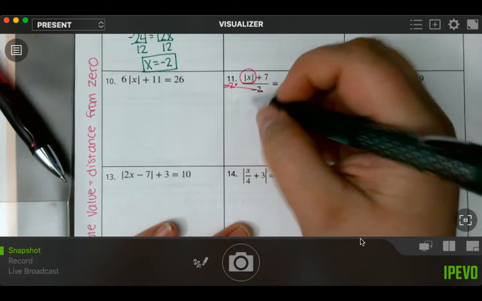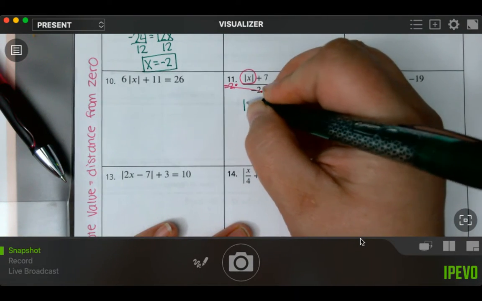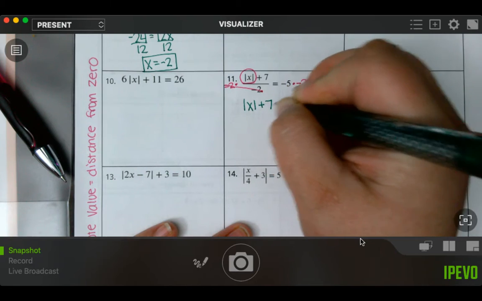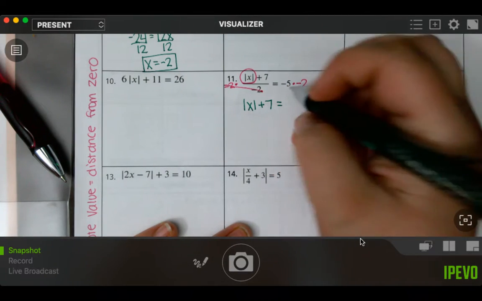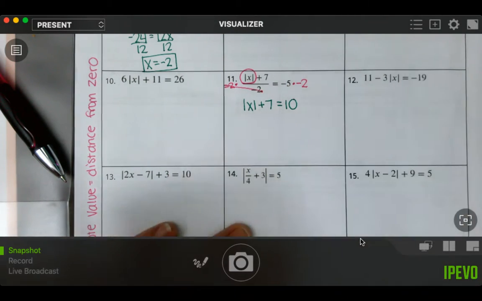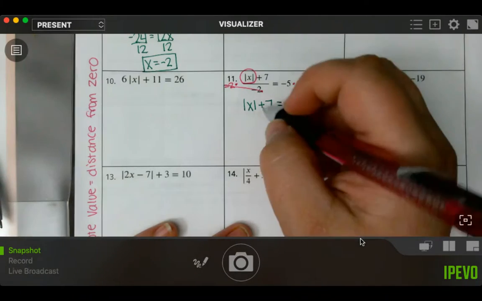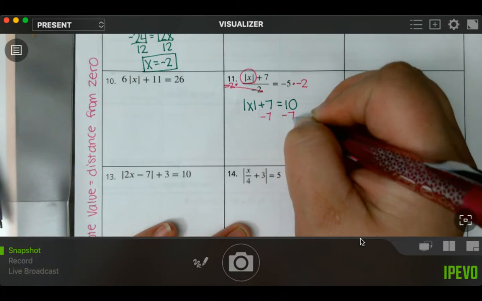So now I have the absolute value of x plus 7 equals negative 5 times negative 2, which is 10. Then, I still don't have the absolute value by itself. I need to subtract 7.